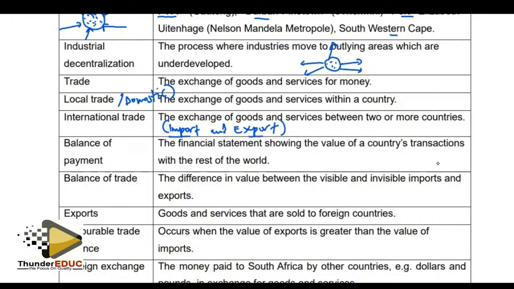Balance of payment, the financial statement showing the value of a country's transactions with the rest of the world, to show how much, for example, South Africa received after selling to other countries, or how much it spent when it was buying from other countries. So that will be the balance of payment. And balance of trade, the difference in value between the visible and invisible imports or exports. Then exports, goods and services that are sold to foreign countries.